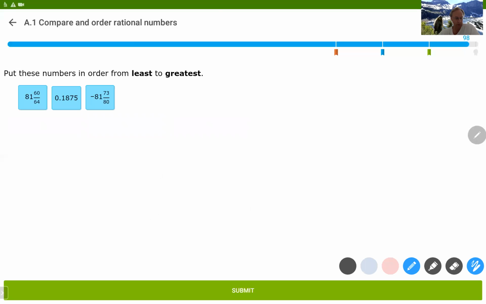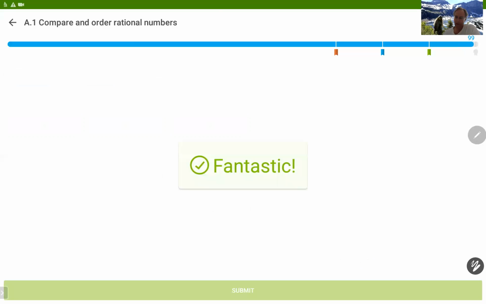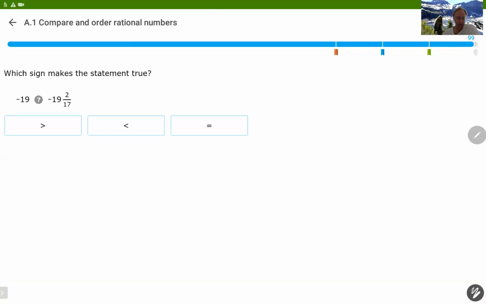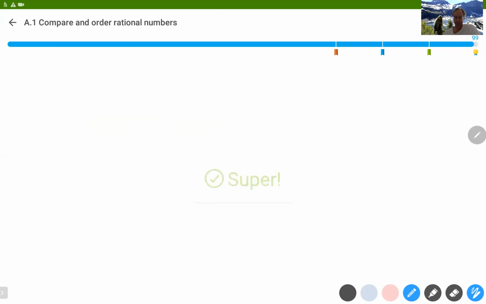So I've got a couple more. Least to greatest, we need to put our negative first, and then we want our big positive last. And one more to go, it looks like. Now, this one is actually, sorry, that one is actually a bigger negative, which makes it smaller. So it's that one.